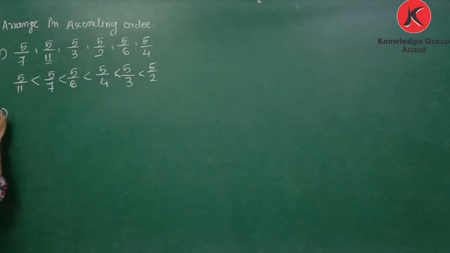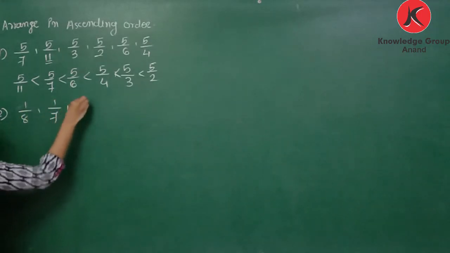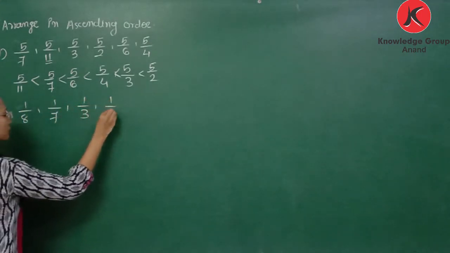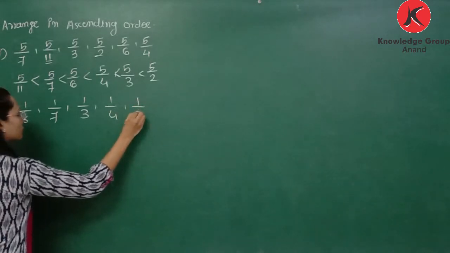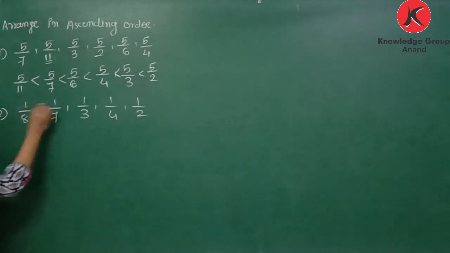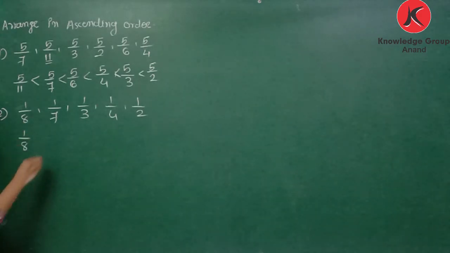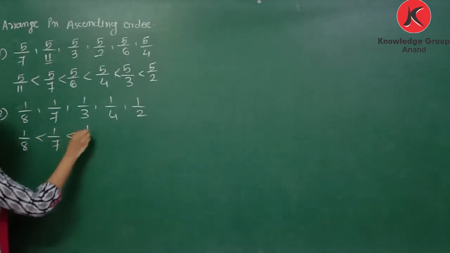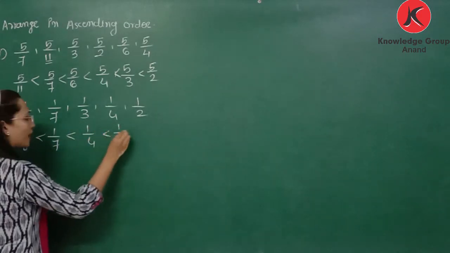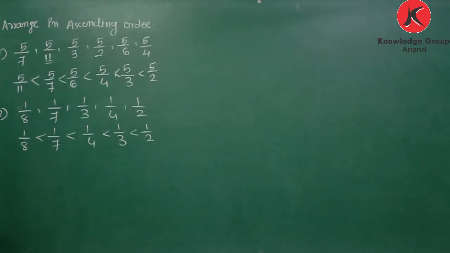Let's take one more example. 1 by 8. Now, which one will be greatest? You can see the numerator is the same. So the denominator which is largest becomes smallest. So here 1 by 8, after that 1 by 7, then 1 by 4, then 1 by 3 and 1 by 2. So this is the comparison when the numerator is the same.